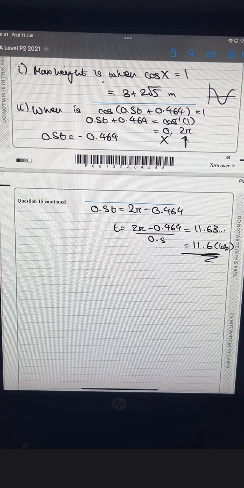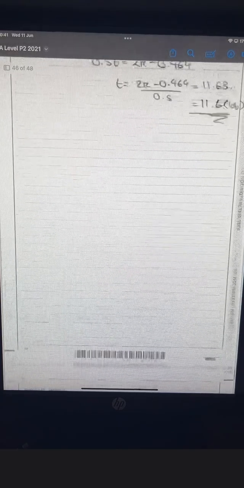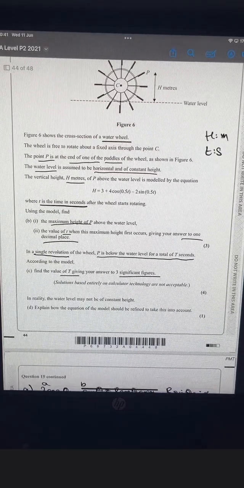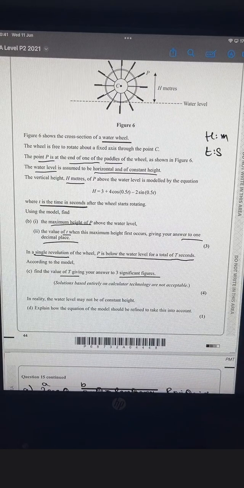So we are just going to finish off this last question. So I need to find the value of t, where t is where the wheel is below the water level, right? So where is the water level? Well, the water level, I'm going to set that to 0, right?